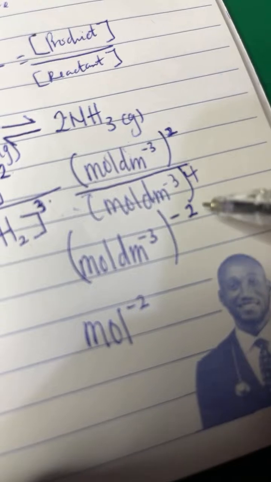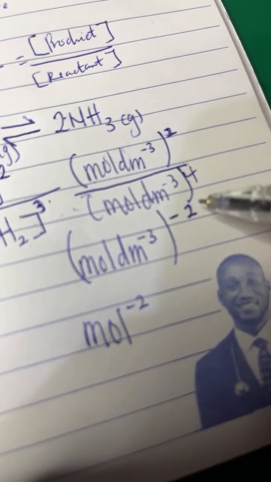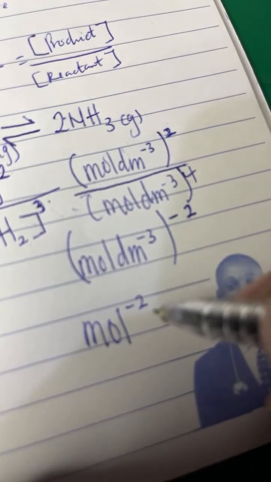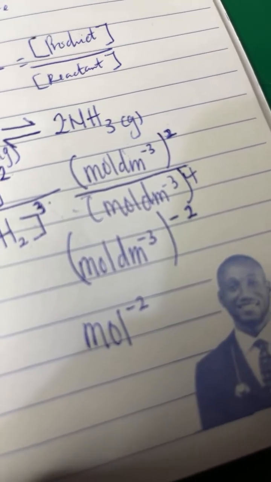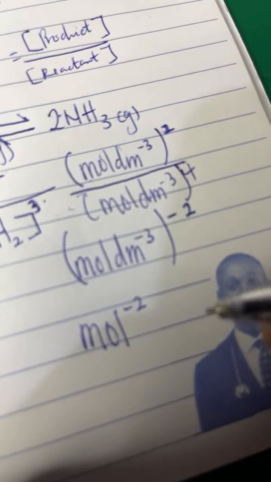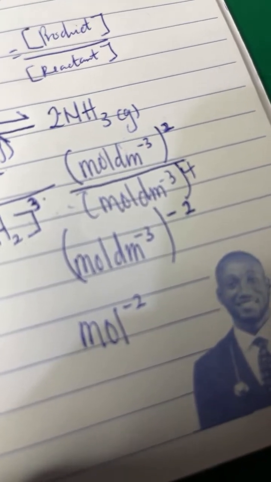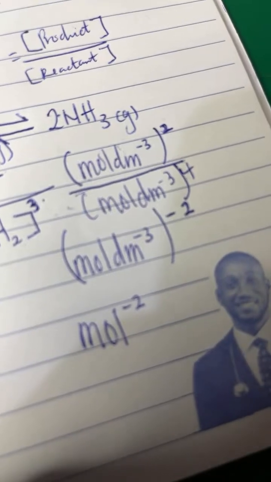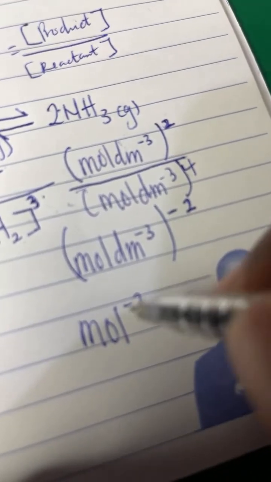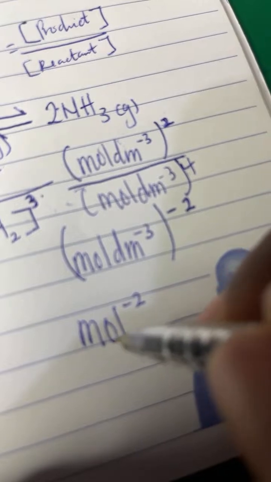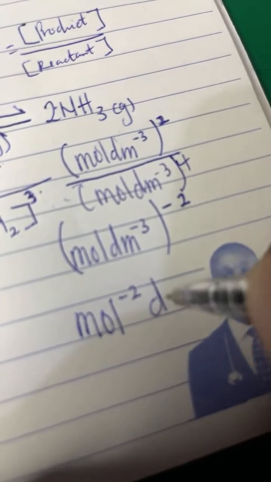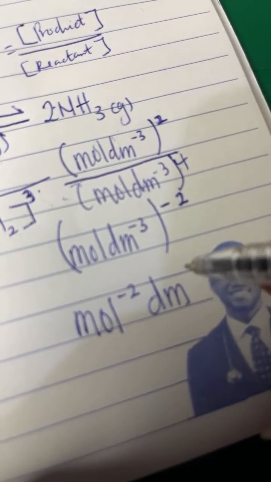Minus 2 times minus 3 will give us what? I'm asking you guys. Plus 6. Yeah. So you now have per mole squared, dm raised to the power of 6.